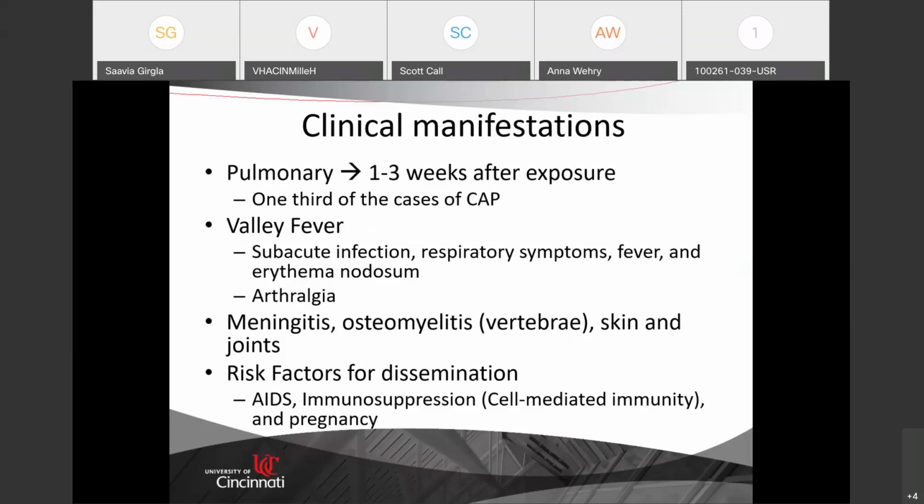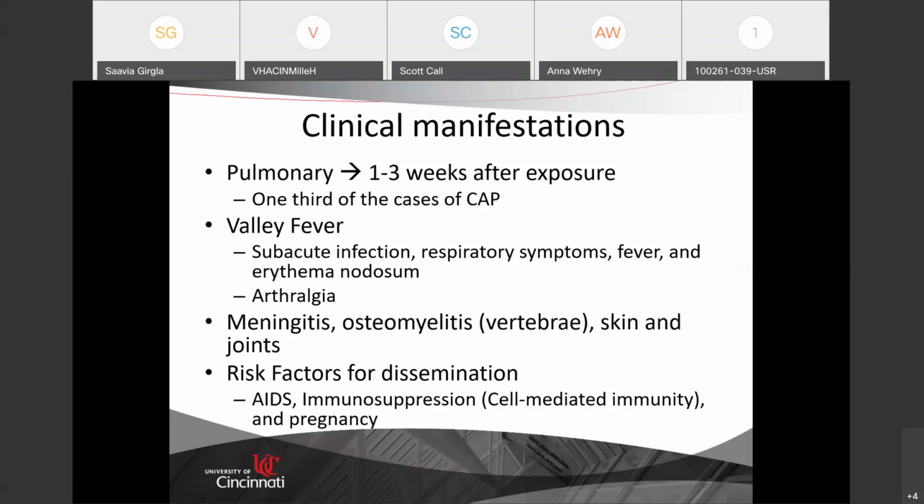A third of cases, actually, sorry, this is really interesting. In pulmonary cases, in places that are endemic, during the dry season, up to a third of cases of community-acquired pneumonia are secondary to blastomycosis, or not blastomycosis, I'm sorry, cocci, which is really interesting to me. I did not realize that it was that frequent. Valley fever, you get subacute infections, respiratory symptoms, fever, and erythema nodosum associated with valley fever, much like our patient we talked about, and you get some arthralgias.